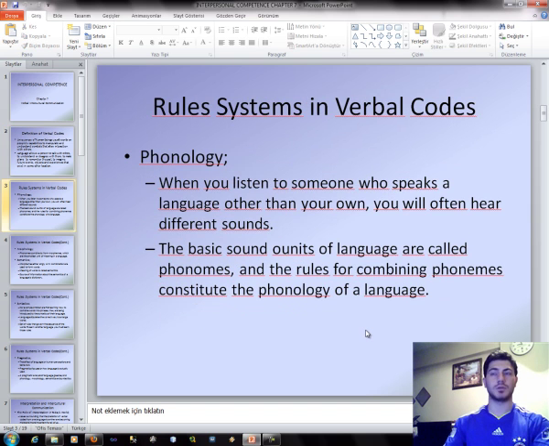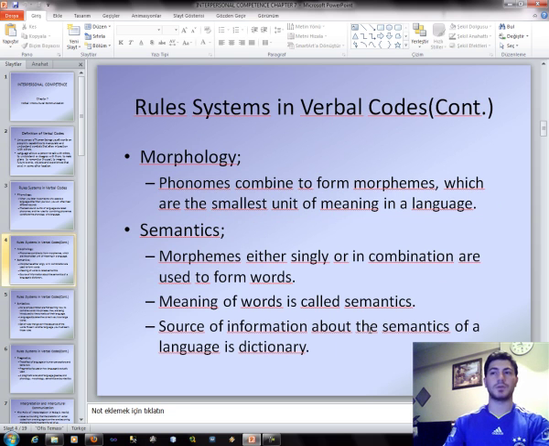Rule systems in verbal codes. Phonology. When you listen to someone who speaks a language other than your own, you will often hear different sounds. The basic sound units of language are called phonemes, and the rules for combining phonemes constitute the phonology of a language.